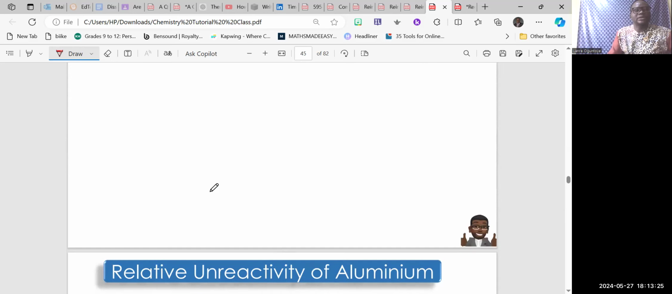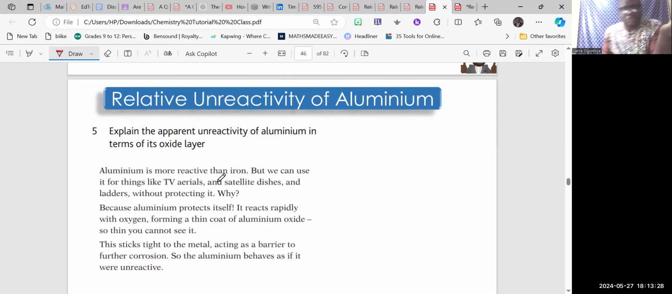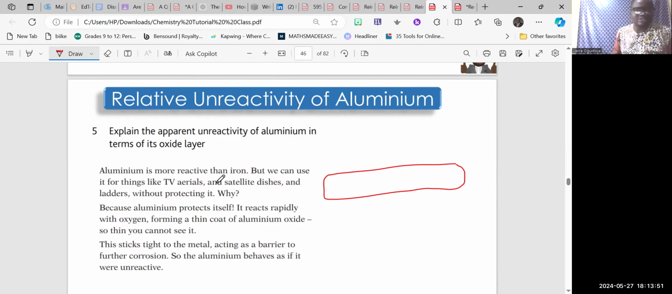Okay, relative unreactivity of aluminium. Why is aluminium relatively unreactive, even though aluminium is higher in the reactivity series? It can react with oxygen vigorously, but that is when we are using powdered aluminium. Many things that they use aluminium for, you will notice that they don't paint it: aluminium railings, aluminium roofing sheets, and stuff like that. Anyone that paints aluminium roofing sheet just wants to show he or she has money. It has no structural reason, because aluminium does not corrode.